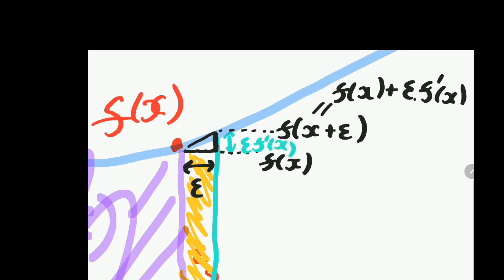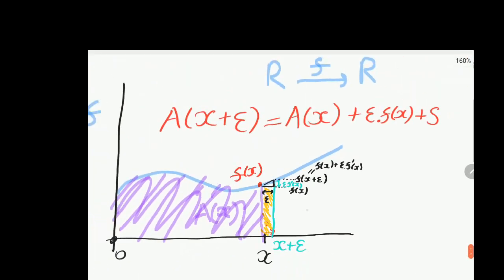And so now we can work out the area of our triangle. And the area is simply going to be the base times the height divided by 2. So in other words, what we have here is that the area of our triangle, S, is going to be the base, which is epsilon, times the height, which is epsilon times f dash of x, divided by 2. Well, that's equal to epsilon squared times something, so it's going to be 0 times something else, so it's going to be 0. So S is 0.